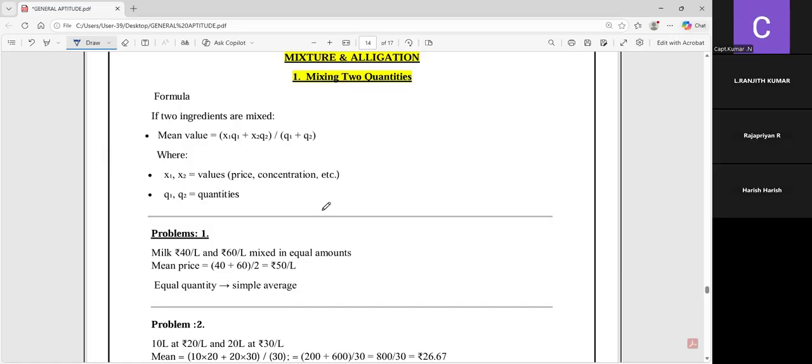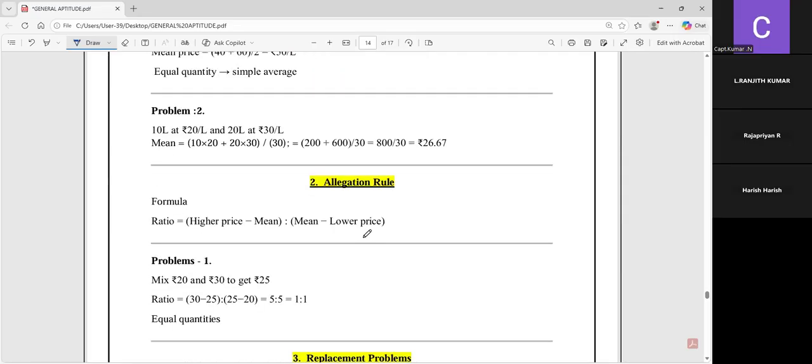Mix in equal amounts. Mean price is 40 plus 60 divided by 2, which is 50 per liter. Each quantity is simple to operate. So this is another simple problem.